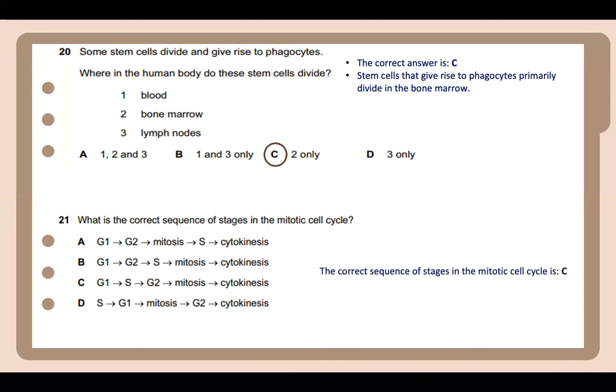What is the correct sequence of stages in the mitotic cell cycle? The correct sequence of stages in the mitotic cell cycle is C: G1 to S, G2, to mitosis and cytokinesis.